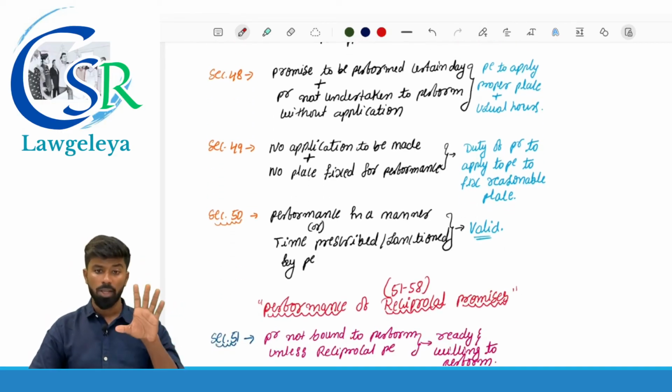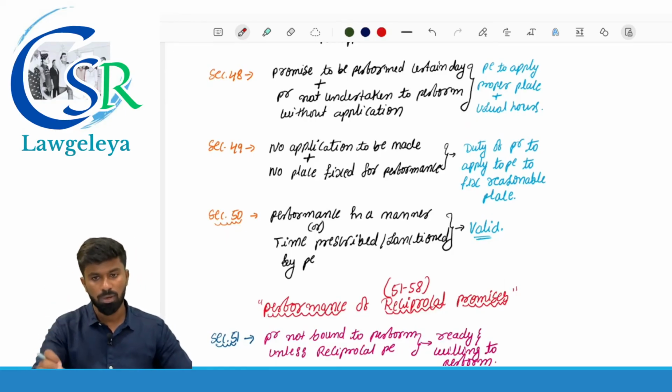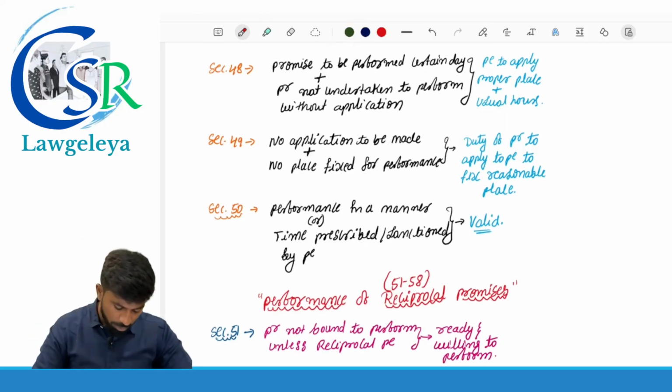Section 49: no application is to be made and no place is fixed for the performance. Then the promiser shall request the promisee to fix a reasonable place for performance of the contract. Section 50 is most important.